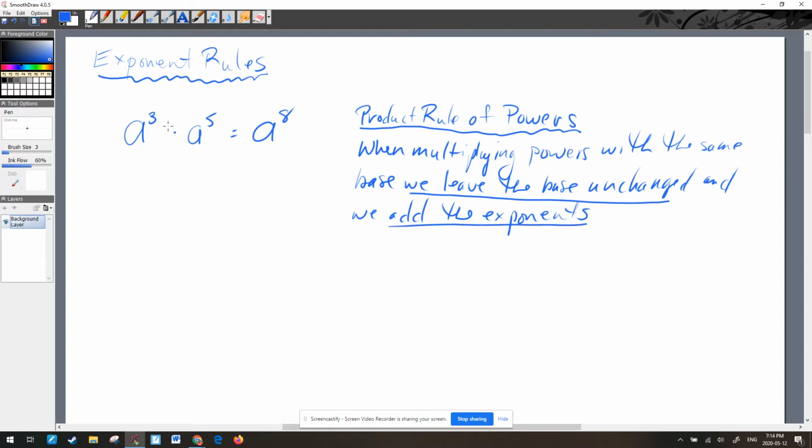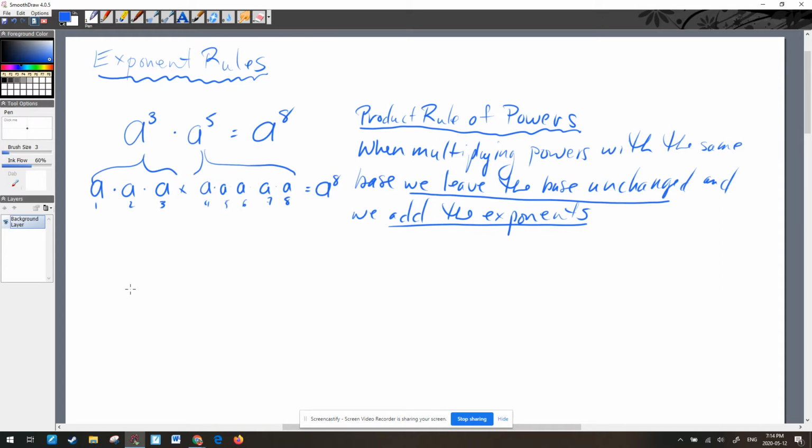Now, you might wonder, why isn't it like a to the 15th? An easy way to persuade yourself that this is right, I should have chosen smaller exponents. You could say, well, a cubed, we know that a cubed is a times a times a, right? And a to the 5th is a times a times a times a times a, right? That's a to the 5th. Well, if you go through and you count those up, we've got 1, 2, 3, 4, 5, 6, 7, 8, which of course makes a to the 8th. So that's an easy way to remind yourself if you don't really remember what the rule is. So that's a big one.